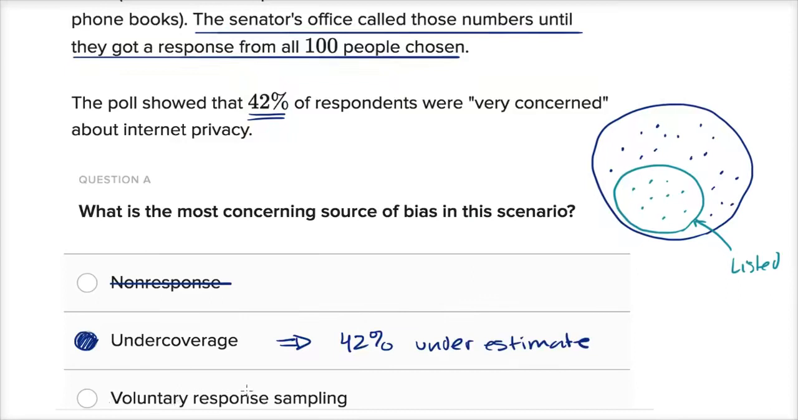question, volunteer response sampling. Well, this would be the case where the senator, I don't know, put a billboard out or just told a bunch of people, maybe on her website, hey, vote for this, or give us your information on how much you care about internet privacy. And the source of bias there is, well, who shows up on that website? Once again, if you did, hey, come to my website and fill it out, you're only getting information from a subset of your population who are volunteering. That is not the situation that she did over here. She didn't ask 100 people to volunteer. Her team went out and got them from the phone book. So this was definitely a case of undercoverage.